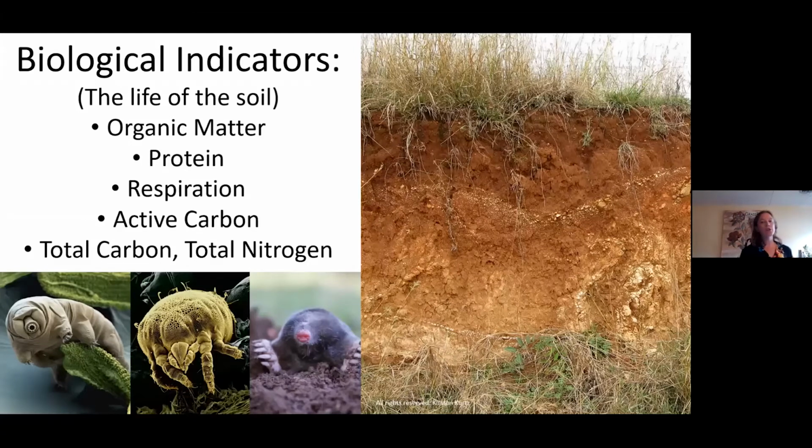All right, so I'm going to start by talking about these biological indicators, quite literally the life of the soil. And I had to include a couple pictures of some of those soil microbial community members, including the one all the way at the bottom to the left, which is the tardigrade. This is my favorite soil creature. It can actually survive in space. It's a very amazing part of the soil microbial community.